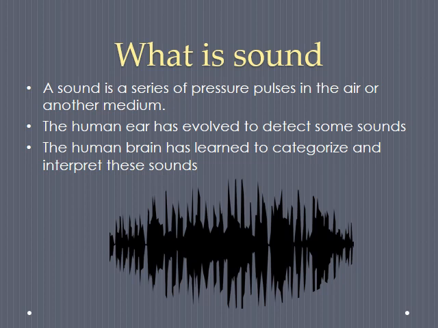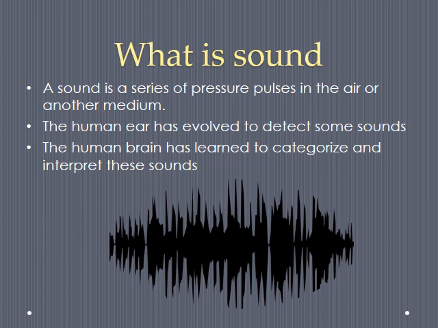So let's start off by kind of defining what sound is. Sound is a series of pressure pulses in the air, or it could be through a different medium, because you can hear in other media as well. And those pressure pulses hit your ear. We're going to talk one of these days about how we hear, what kind of features in our ear contribute to hearing the sounds that we hear.